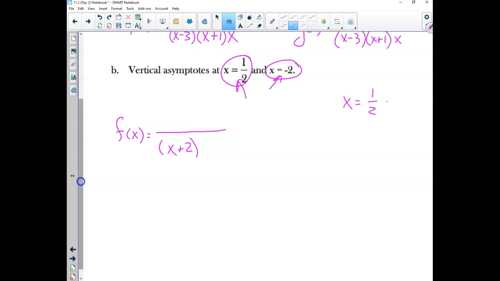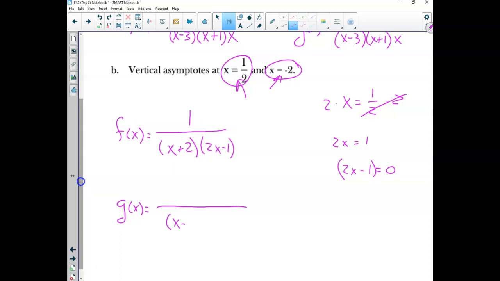And if I work this backwards, times 2 on both sides, I'm going to get 2x equals 1. So when 2x minus 1 equals 0, hey, there's my factor. That's how I got the 1/2. And it's 2x minus 1. And if I need two different ones, maybe I want to put a 1 on the top of that. And maybe my other function that has a vertical asymptote at -2 and at 1/2, maybe I want to put a 15 on top of that one, and they're different. As long as they have different numbers on the top, they're going to be different functions.